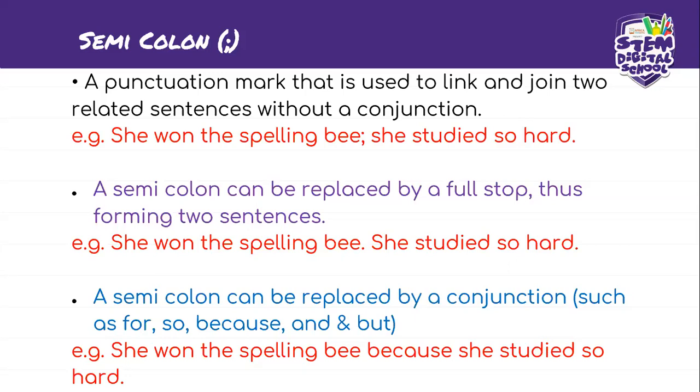All right, we have Onka in the chat saying a conjunction is a joining word which joins two sentences. Yes, Onka, that is correct. A conjunction is a linking word, or it is a joining word which joins two sentences. That is correct.